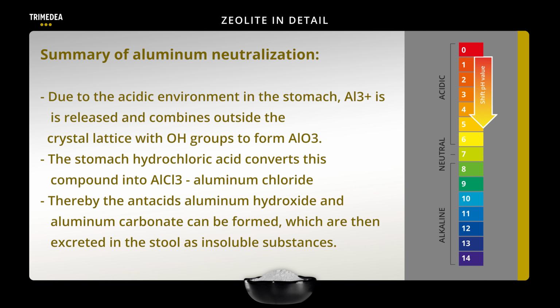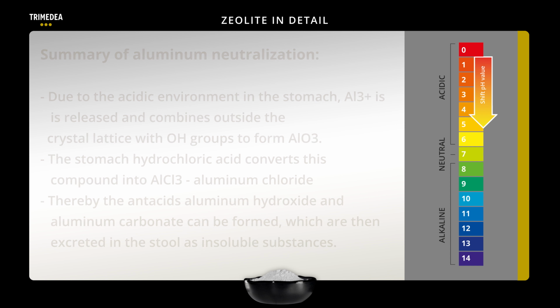Summary of aluminum neutralization. Due to the acidic environment in the stomach, Al3+ is released and combines with OH groups outside the crystal lattice to form AlO3. The stomach hydrochloric acid converts this compound into aluminum chloride. The antacids aluminum hydroxide and aluminum carbonate can be formed, which are then excreted in the stool as insoluble substances.